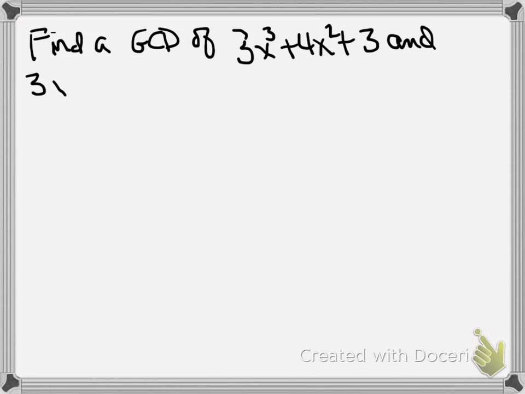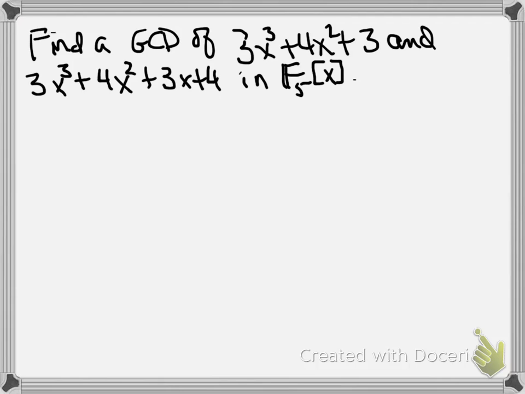So we're going to take a look at a problem of finding a greatest common divisor using the Euclidean algorithm for polynomials. We're going to start off with 3x cubed plus 4x squared plus 3 and 3x cubed plus 4x squared plus 3x plus 4, and we're going to consider this in the polynomial ring whose coefficients come from the field F5. Remember that's Z mod 5Z.